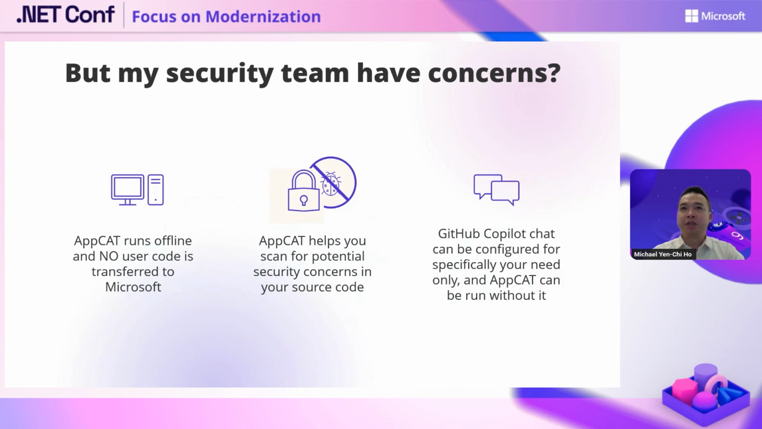And like we mentioned, AppCAT runs offline, so no user code is transferred to Microsoft. We collect very minimal telemetry just to understand whether the system is working or not, and that's all. It helps you scan for potential security concerns and anything that's wrong in your source code. For example, you might have an application where somebody hard-coded their secrets or passwords into it. You want to mitigate that, right? So that's something it also captures. And then finally, GitHub Copilot helps you run everything and get everything going.